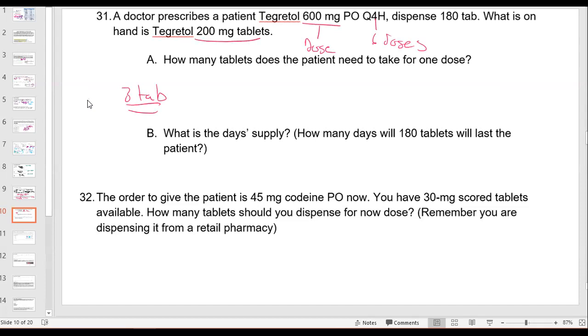200 tablets. So how many days' supply, or how many days would the tablets last if we dispense 180? 10 days, right? But how do we find that out? That's where I lost some of you. Remember, to find the number of days, you multiply one dose, which is 3 tablets, times the number of doses they're taking a day, which is 6 doses, and then divide by the amount that you have.